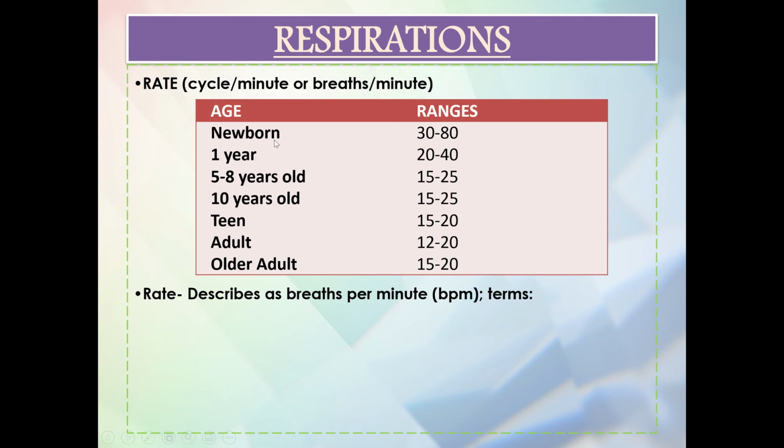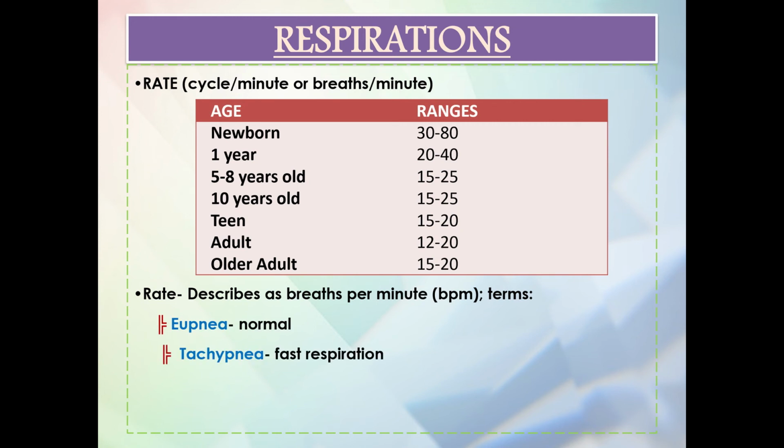So this is the usual range for a newborn. The usual RR or respiratory rate is 30 to 80. That is the normal range for a newborn. One-year-old is 20 to 40. And then for teens, 15 to 20. Adult is 12 to 20. Older adult is 15 to 20. So again, take note of what is normal for that age bracket, because the normal range differs per age bracket. So the rate is described as breaths per minute or BPM.